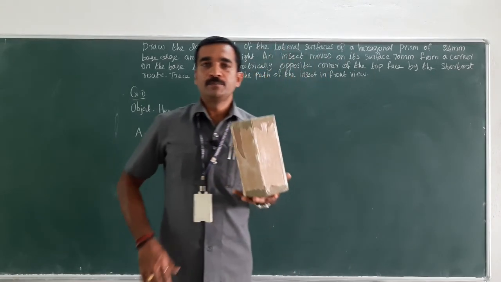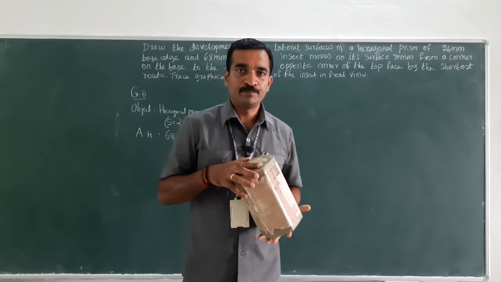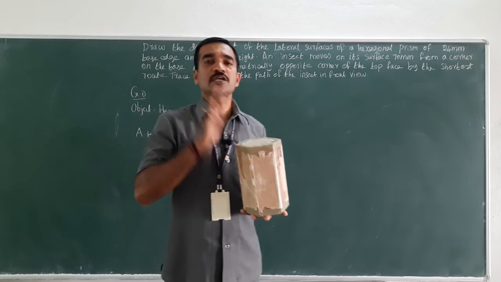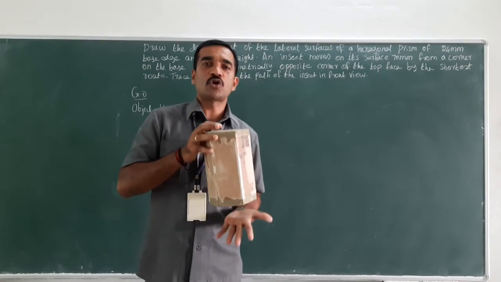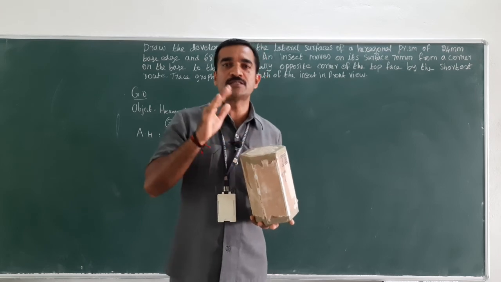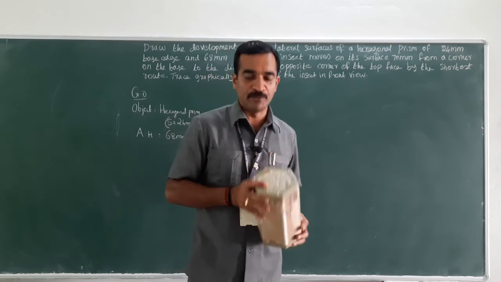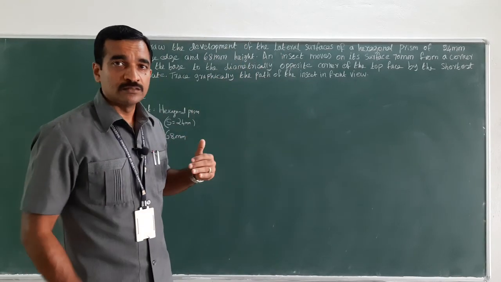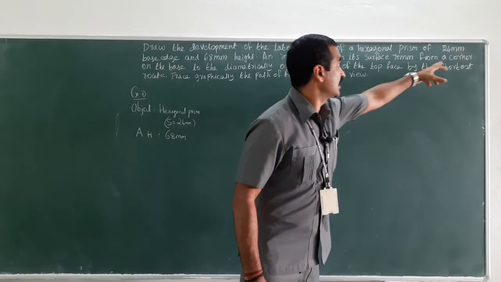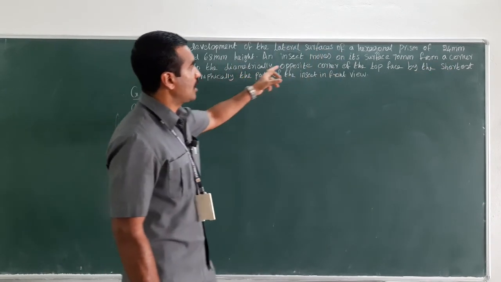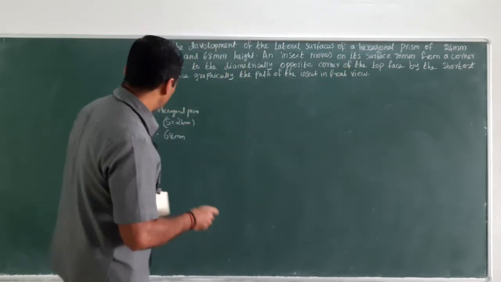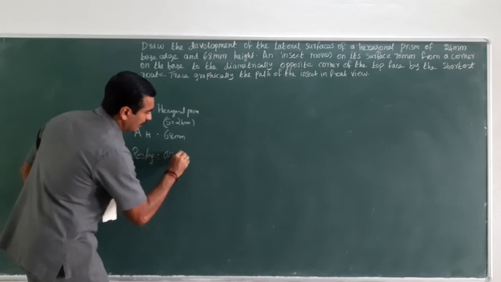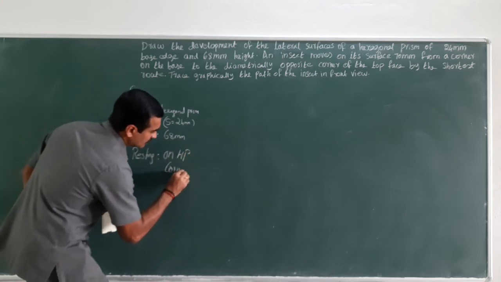Here the object is a hexagonal prism. How is it positioned? It is resting on HP. As far as development of surface is concerned, it will rest on its base only. The true shape will be obtained on the top view. Here the condition says how it is resting, whether it is side or corner. It says that the insect moved from the corner on the base to the diametric opposite corner. That means corner to corner. So, it is resting on HP with one of its corners.